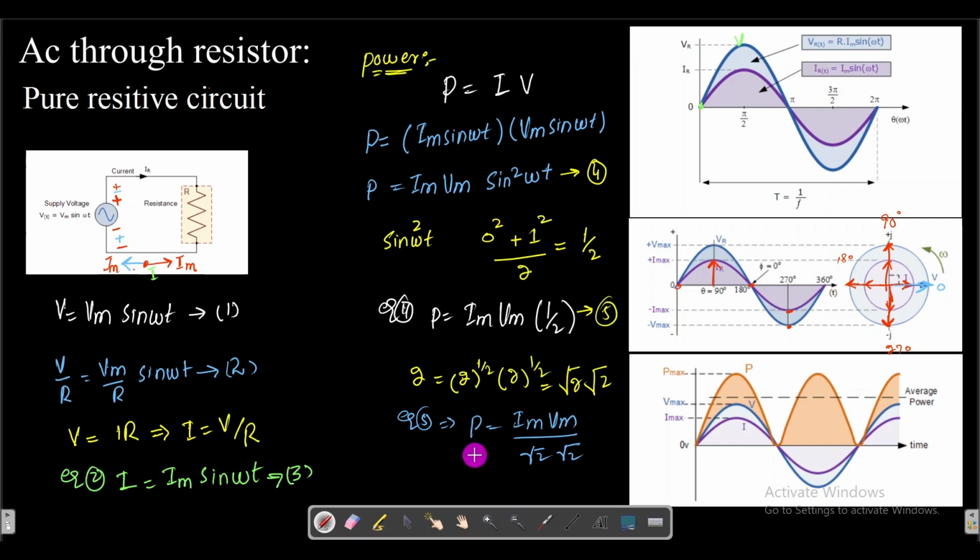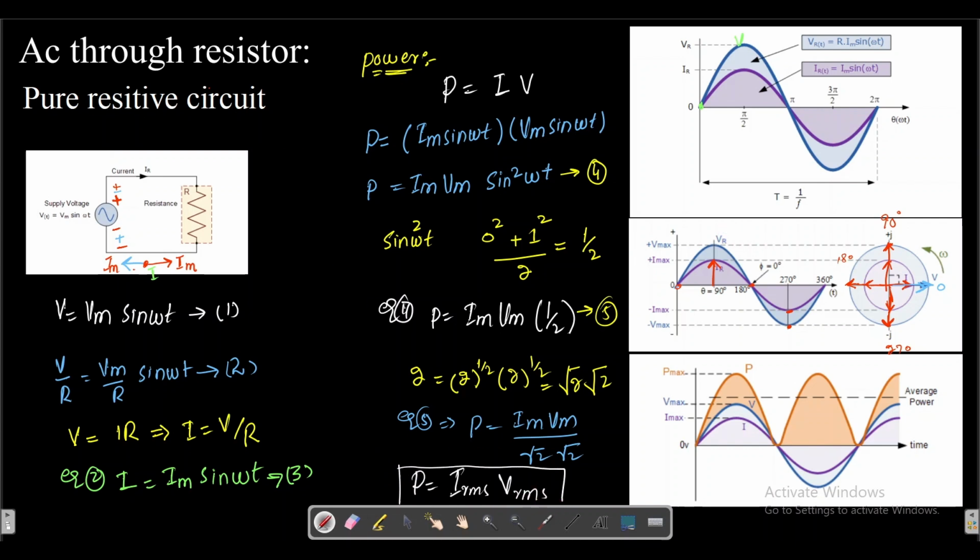Okay, so here Im divided by square root of 2 is the RMS value of the current. Therefore we can write the power is equal to I RMS, and similarly we have the V RMS for V by R square root of 2, which is equal to V RMS. Okay, so this is the expression for the power here.